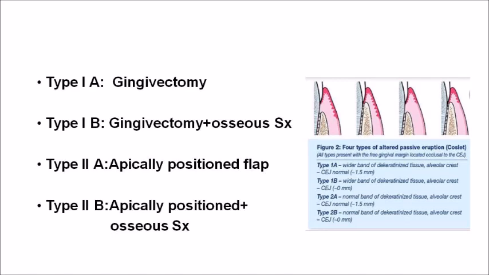In type 2, whether it is A or B, we can't do gingivectomy because there is no excess of keratinized tissue, so we are doing an apically positioned flap. Since there is adequate distance between alveolar crest and CEJ, we don't need osseous surgery in type A, but we need osseous surgery in type B. So once again, type 1A can be treated with gingivectomy, 1B gingivectomy plus osseous surgery, 2A apically positioned flap, 2B apically positioned flap plus osseous surgery.